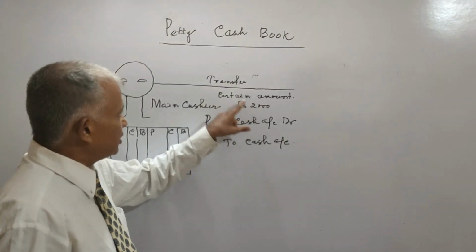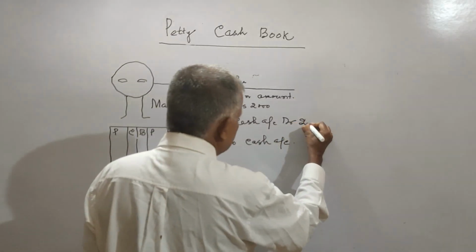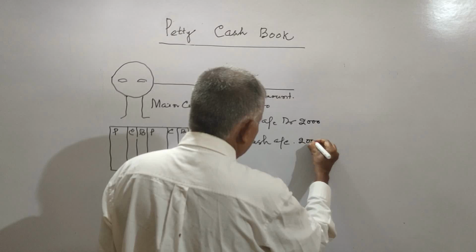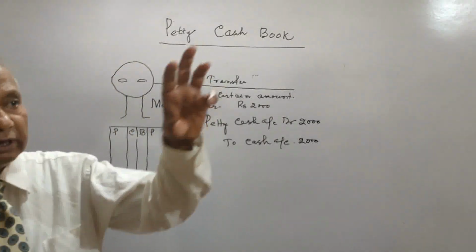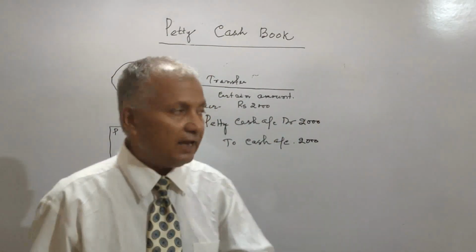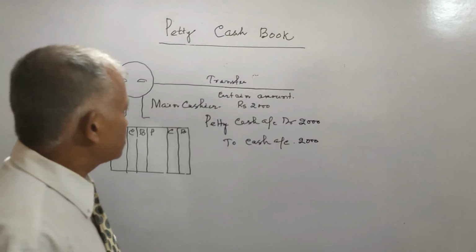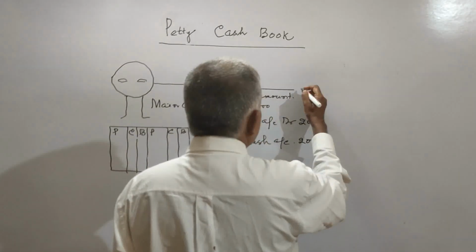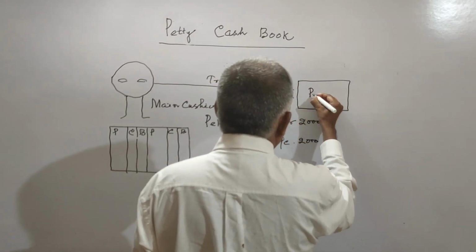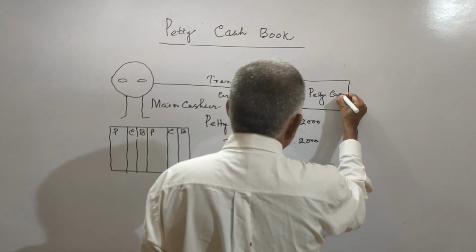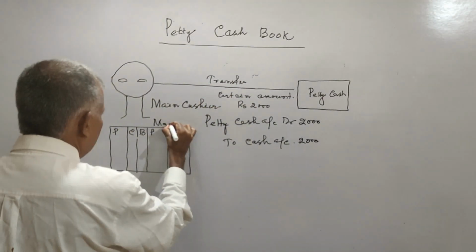So, suppose that the main cashier transfers rupees 2000 to the petty cashier. So, the journal entry will be petty cash account debit to cash account. So, cash will reduce. Your cash balance will reduce with the main cashier and petty cash account will increase with the petty cashier. Right? So, this amount will go to the petty cashier. Now, the amount will come in the petty cash. So petty cash is debit and main cash is credit. This is your main cash.